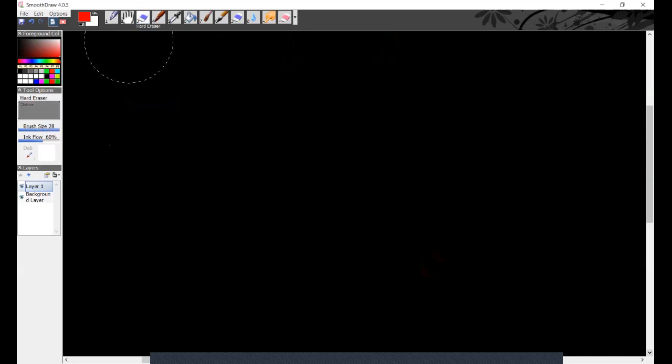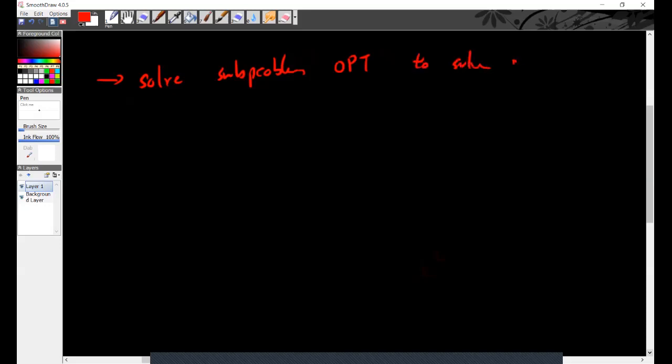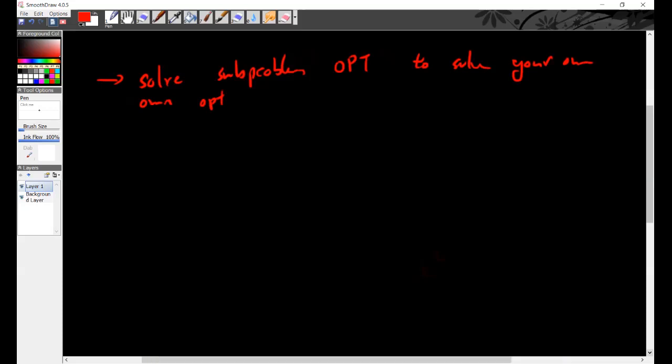Anyway, let me clear up a misconception right off the bat. For those of you who remember what I talked about with optimal substructure: it says that you should be solving subproblems optimally to solve your own problem optimally. Another way of saying it, the way CLRS put it, is that if I have the optimal solutions to my subproblems, I should be able to use them to construct an optimal solution.